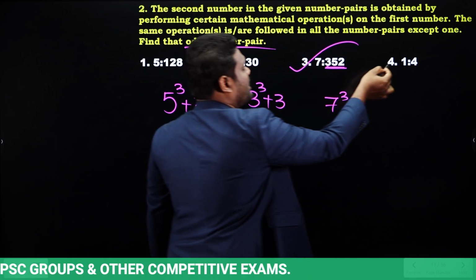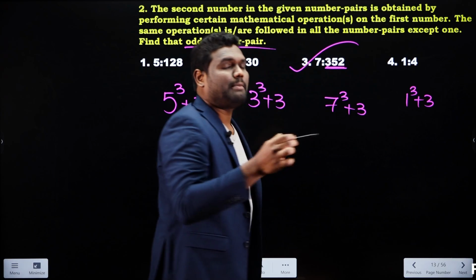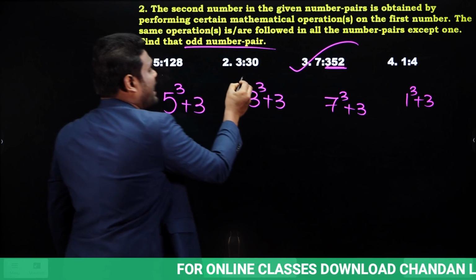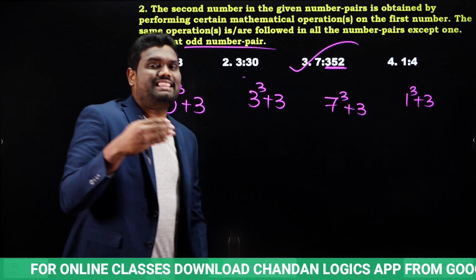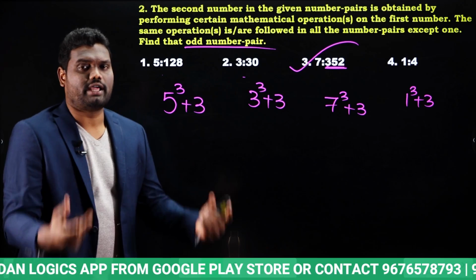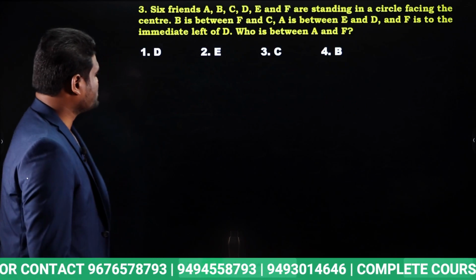Now let us look at this one. 1 cube plus 3. 1 cube is 1, and 1 plus 3 is 4. Yes or no? Which means the first one, second one, and fourth one all follow the same pattern, but option 3 is odd. Yes or no? So that is the reason 3 is the different one. Next question.